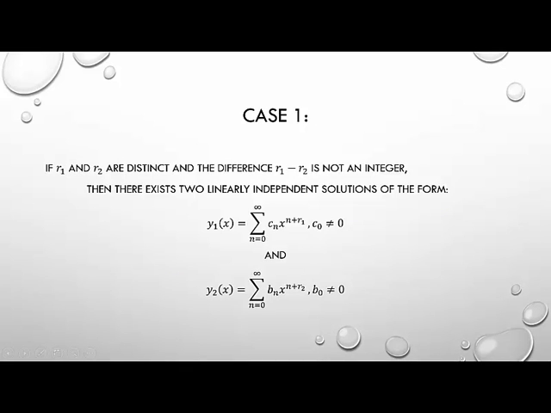So what are the forms? When we have two distinct roots and the difference is not an integer, we simply find a power series for each of these roots, with n plus r1 and n plus r2 as the power.